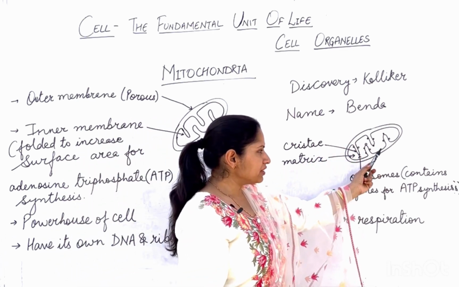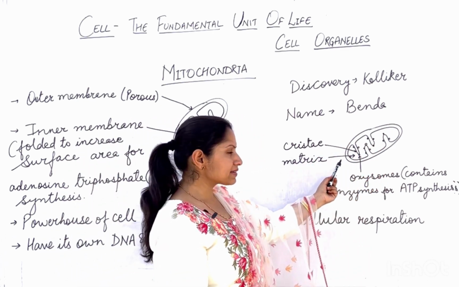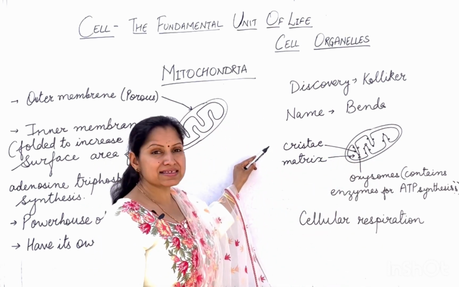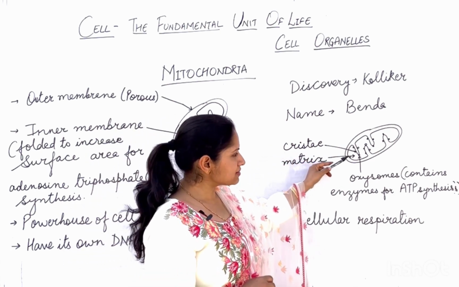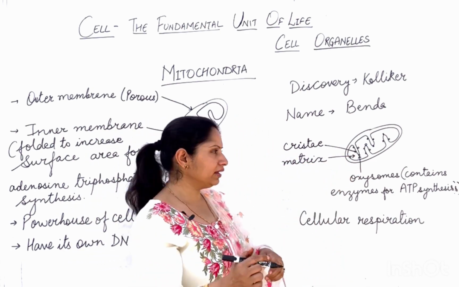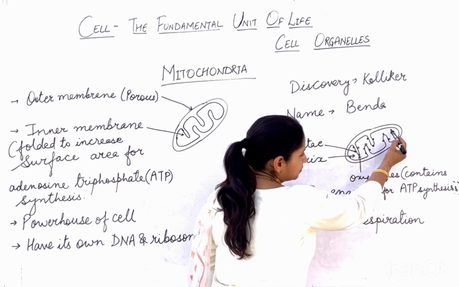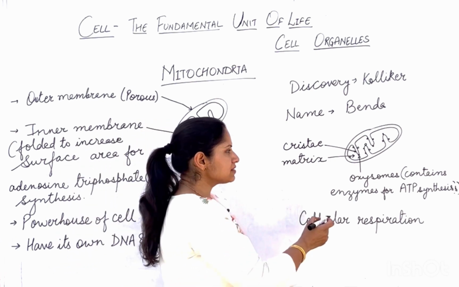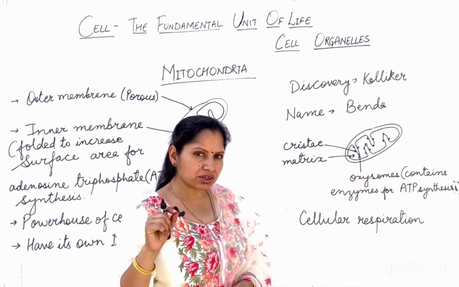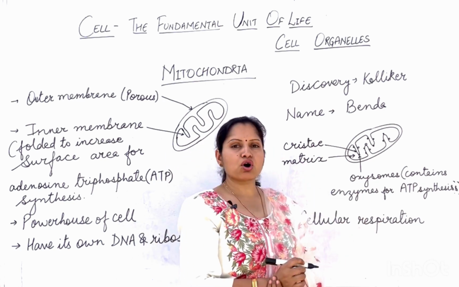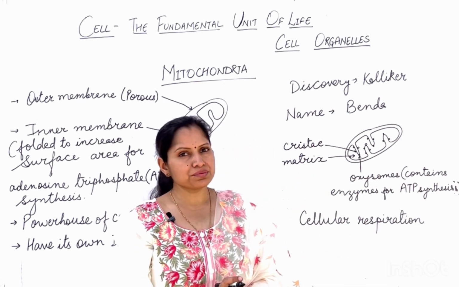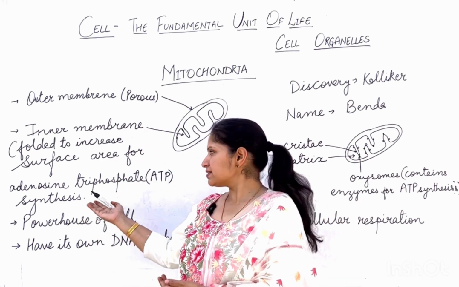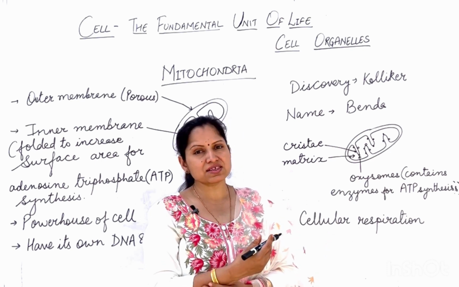I told you that the outer layer is porous and continuous. The inner layer is folded, and these folds are known as cristae. Whatever matter is there inside the inner membrane, the inner portion, that is called the matrix. On the cristae, you can see some bead-like structures, and they are known as oxysomes. These oxysomes contain the enzymes that are required for ATP synthesis. So we have seen in NCERT also that ATP synthesis is going to occur here.